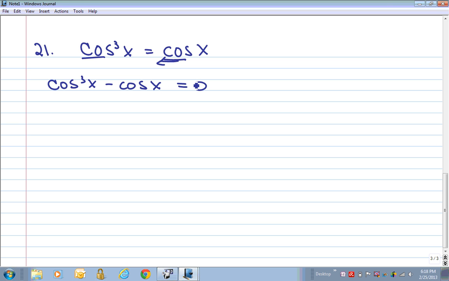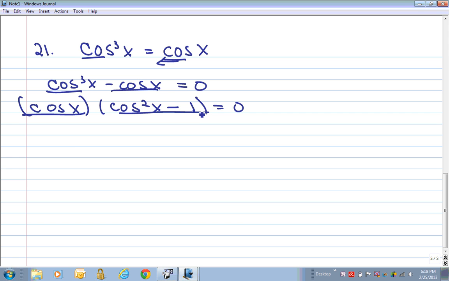Then our next process will be to factor. Since they both have cosine in them, we will take out a cosine x, and we will end up with cosine x times cosine squared x minus 1 equals 0. All right, make sure nobody has any questions about that step. If you do, we'll answer it right now. All right, now we have really two factors here. We have cosine x and we have cosine squared x minus 1. Now we could make this simpler if we wanted to, or we can leave it. So we'll leave that right now.